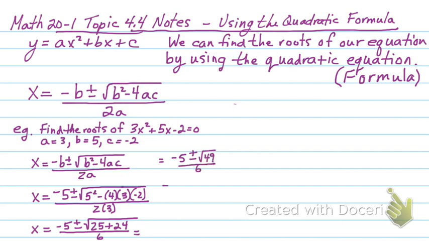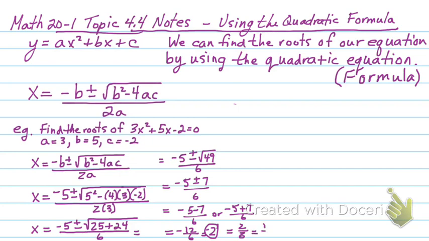over 6 means we're going to have two solutions. Negative 5 plus or minus the square root of 49 over 6, which is negative 5 plus or minus 7 over 6. That gives negative 5 minus 7 over 6, which is negative 12 over 6, which is negative 2, or negative 5 plus 7 over 6, which is positive 2 over 6, which is 1/3.